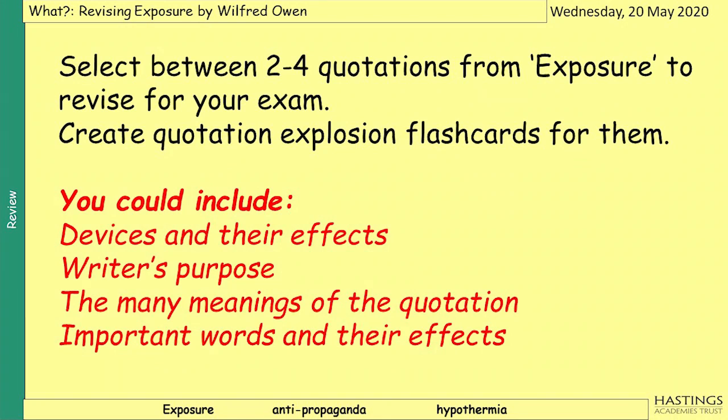So you could include, for instance, the devices and their effects, the writer's purpose, the many meanings of the quote, so all of its interpretations, and important words and their effects. Another way students do quotation flashcards is by actually getting rid of some words and putting it on the back of the flashcard so that you can test yourself and see if you can remember the quotation in its entirety. Because remember, you will only have one poem in your exam, and the other poem you have to compare it to, you need to do it from memory. So it's good to start revising these quotes now.